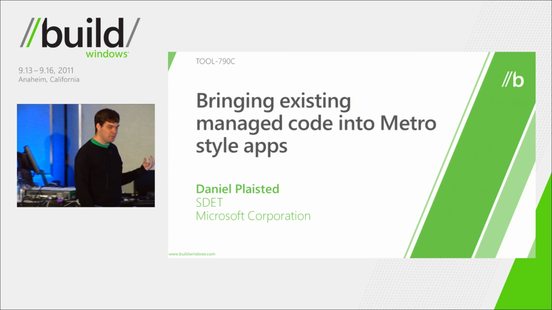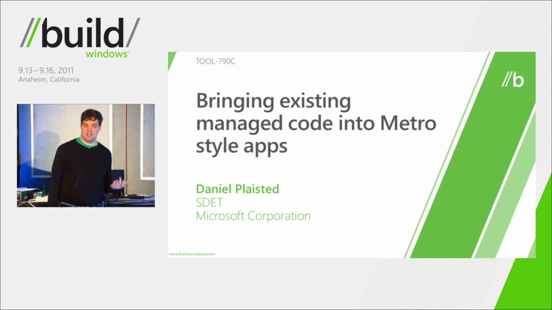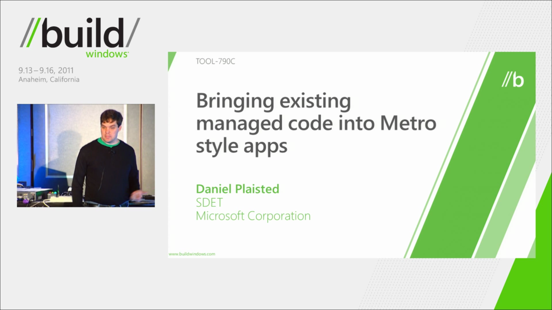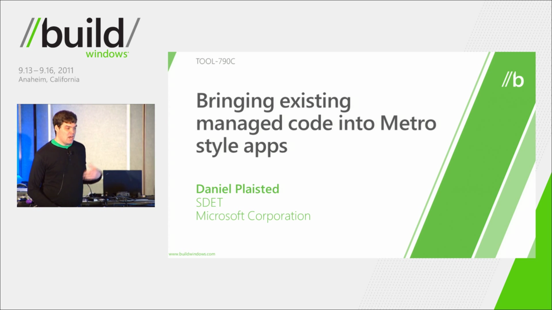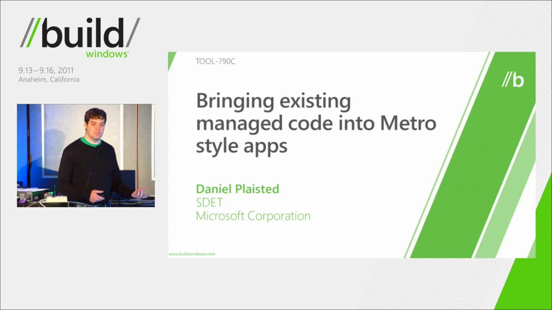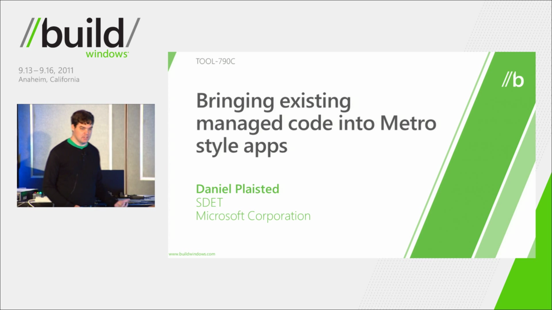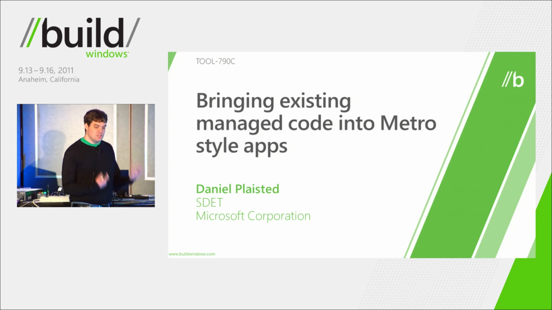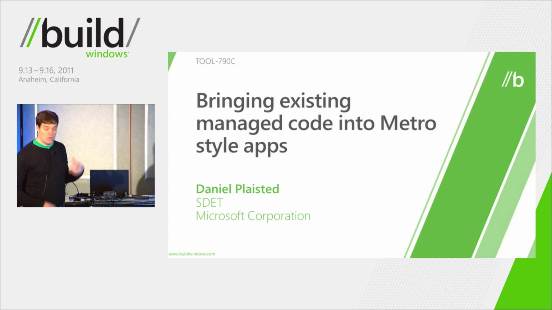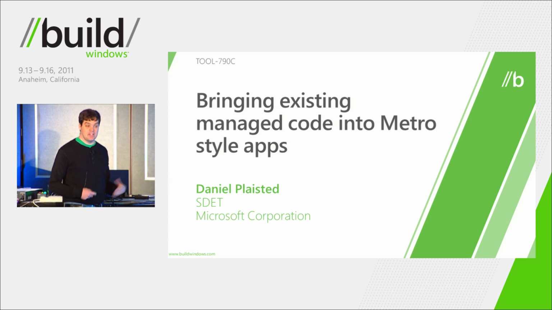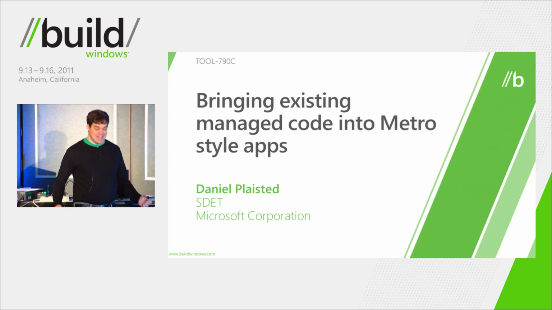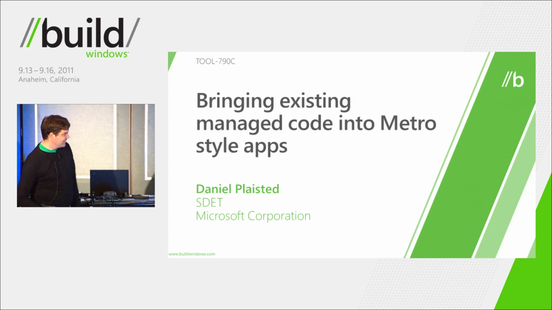My name is Daniel Plaisted. I work on the base class libraries team of the .NET framework at Microsoft. I joined Microsoft about 3 years ago because I really loved the developer tools and platform that Microsoft provided. And now we've been working for a while on a new platform and developer tools for Windows Metro-style apps. And I'm excited to be here at Build to finally be able to show that to all of you. And you could say that I am indeed super excited.